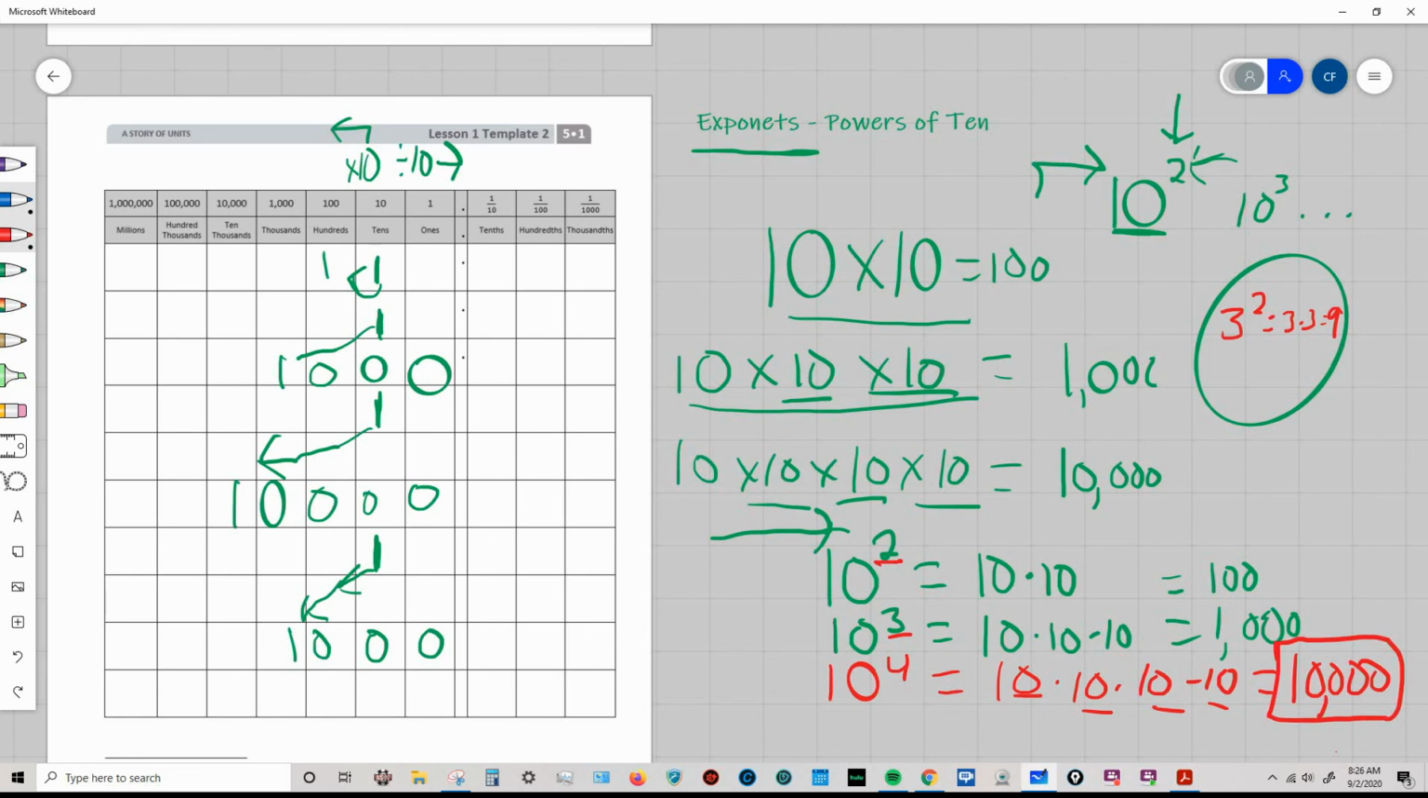So that's a basic introduction to exponents. We will continue to work on this.